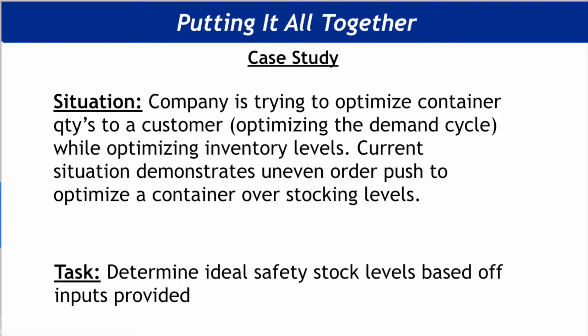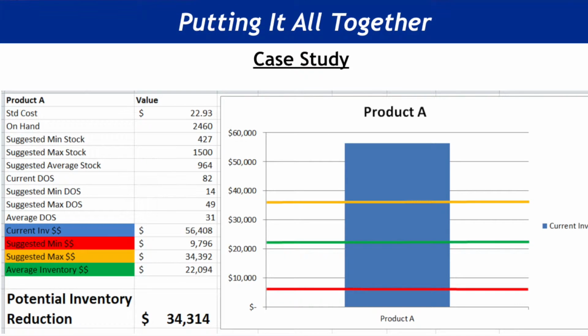So you've got a company who's trying to optimize container quantities to a customer, optimizing the demand cycle, while also optimizing inventory levels. The current situation demonstrates an uneven order push to optimize the container overstocking levels. They want to continue to supply their customer, but how they're building containers leads to a very uneven amount of safety stock amongst those items. My task here was to determine the ideal safety stock levels based off the inputs provided.